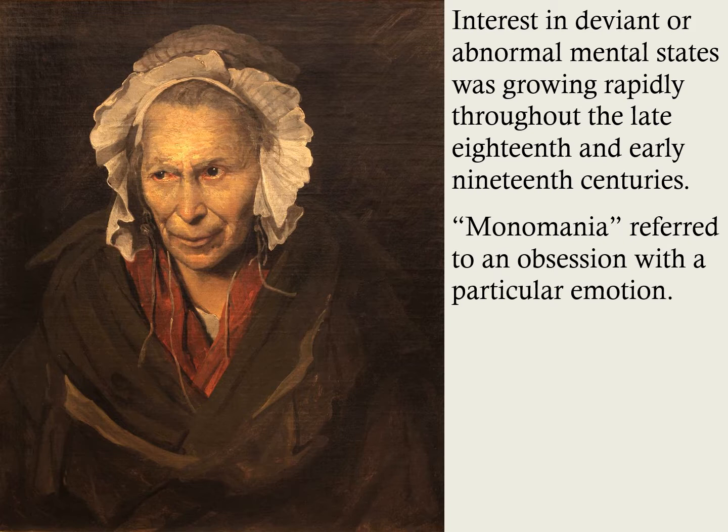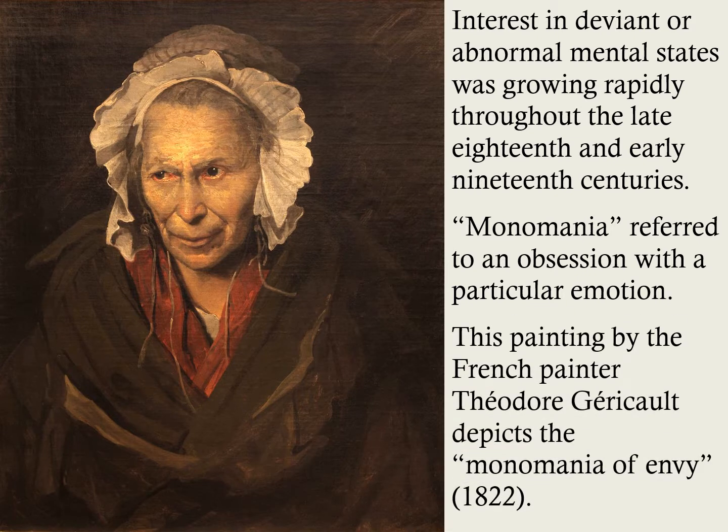Monomania was an obsession with a particular emotion. And this is a painting from 1822 showing the monomania of envy. This woman, we use monomania today a little bit more, like I first said, to the belief that we are in control of everything. In the 19th century, when they started using the word monomania, they used it more to mean like an obsession with something. She is obsessed with envy. Her whole life is always, somebody's got something that I haven't got. That's what the eyes are telling you there.